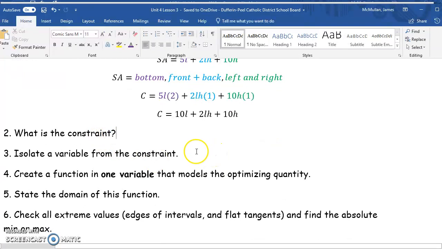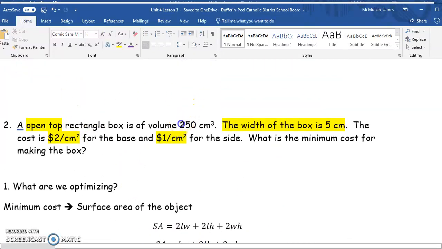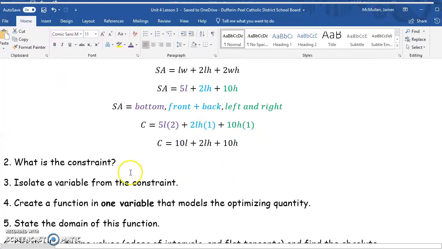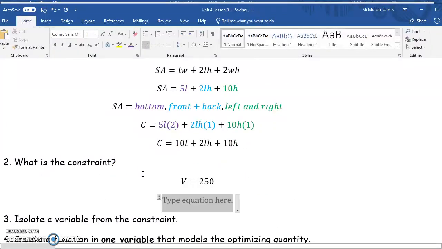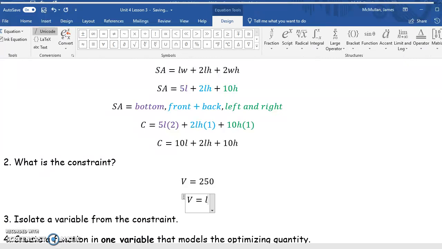The constraint in this equation is a function of the volume. It says the volume has to be 250 centimeters cubed, so V equals 250. Now, you know the volume of a box is equal to LWH, and by the way, it doesn't matter that the box is open-topped because the volume is the same whether the top is there or not, right?